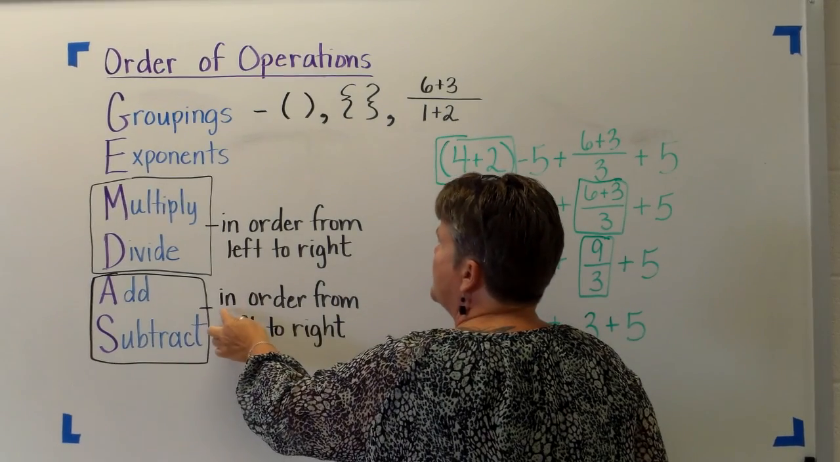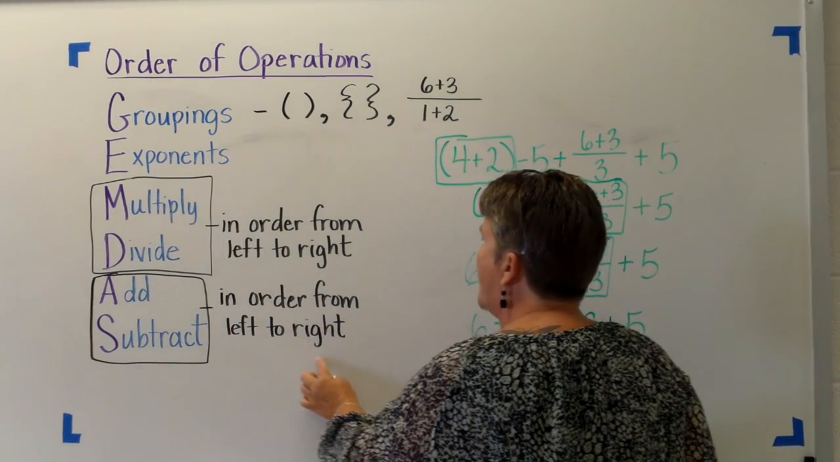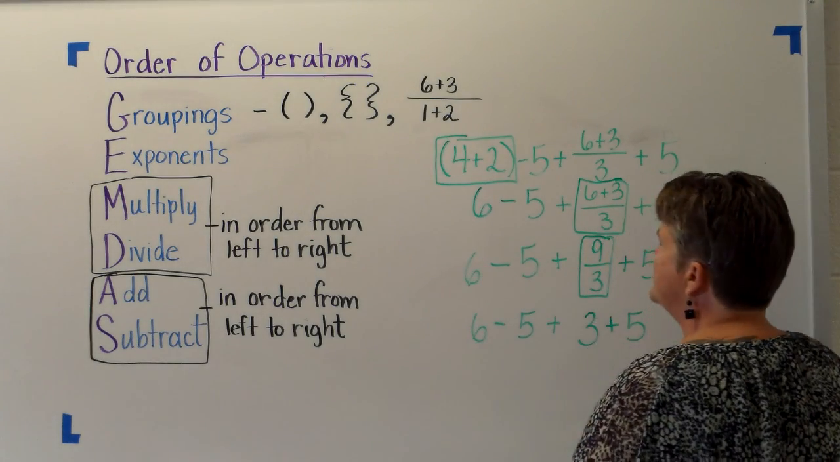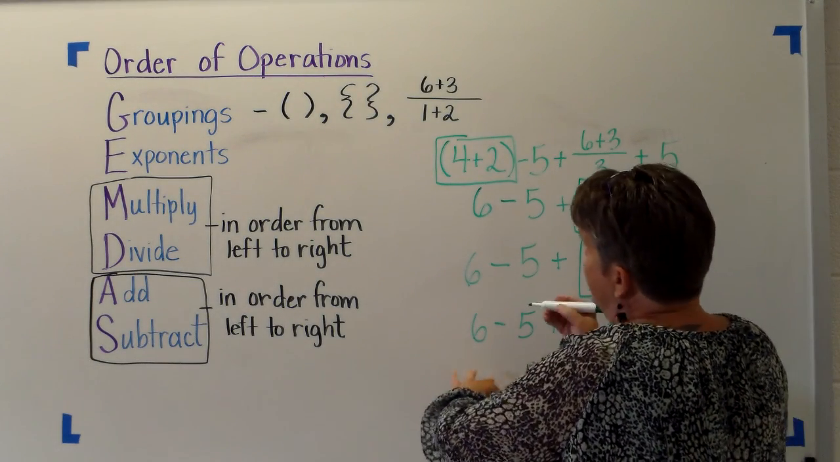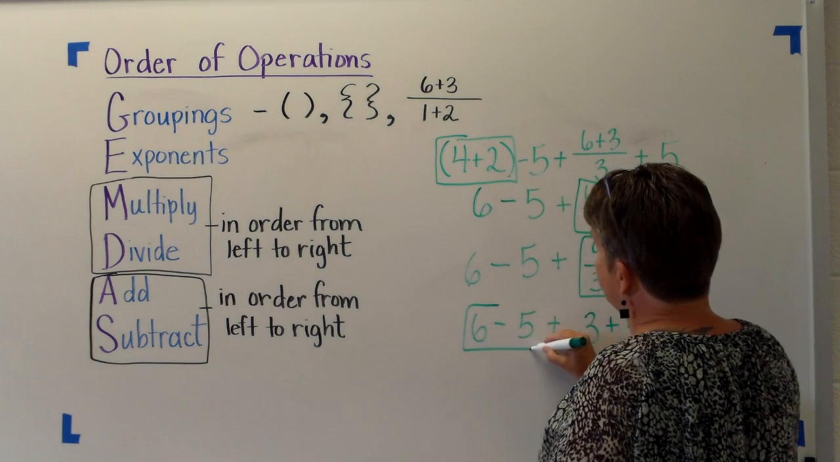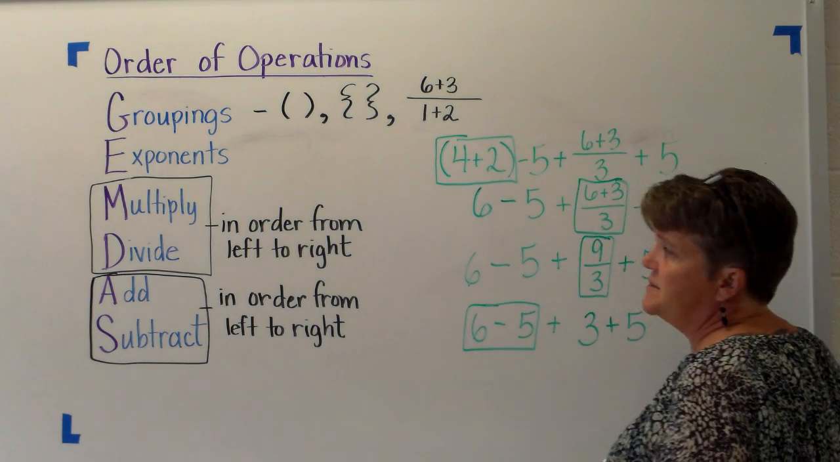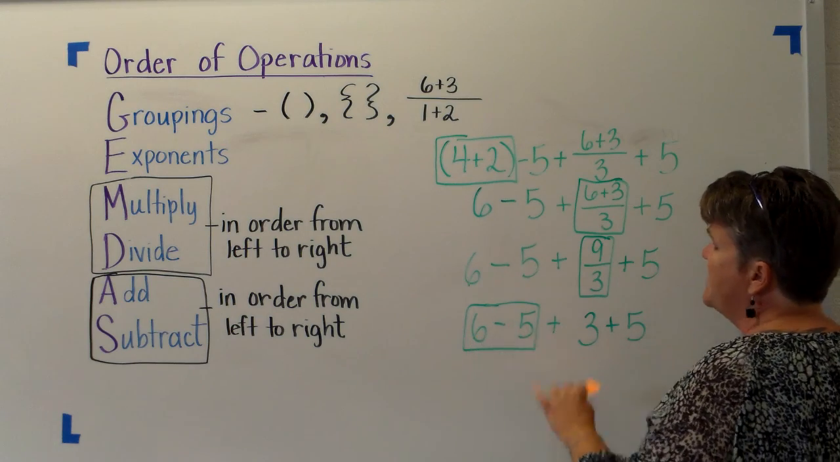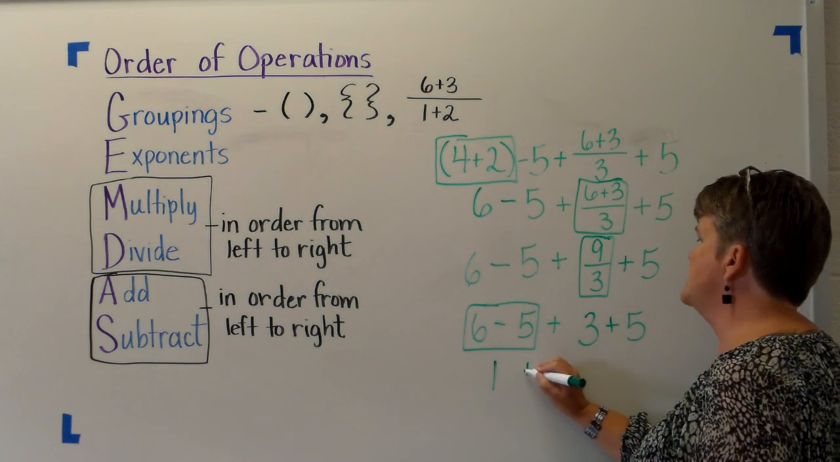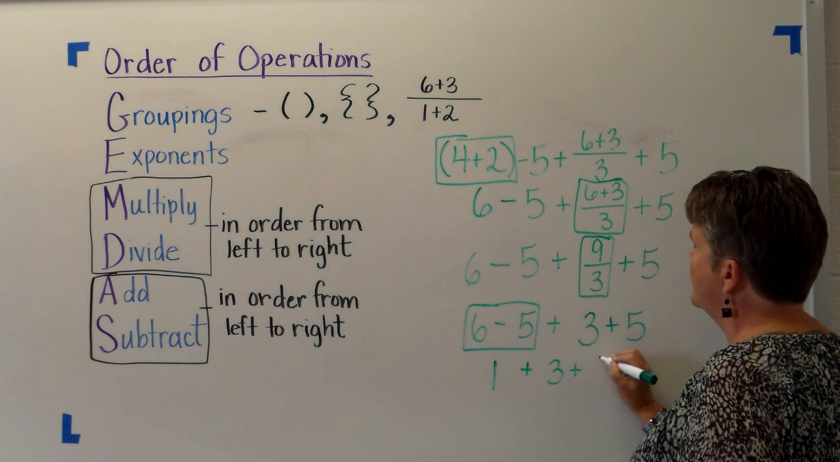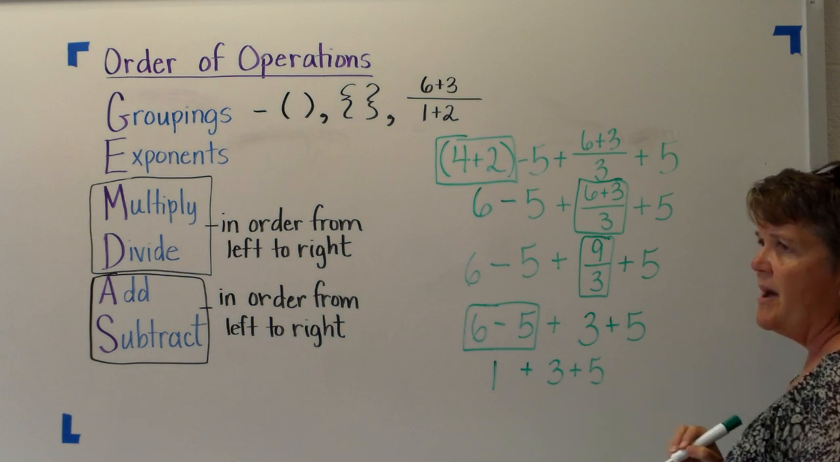Again, I do them in order from left to right. So I start on the left. The first problem I come to is a subtraction problem. That's okay, because I do them in order from left to right. So I box off my subtraction problem. 6 minus 5 is 1. I put my answer directly under the box. I copy down the rest of the problem.